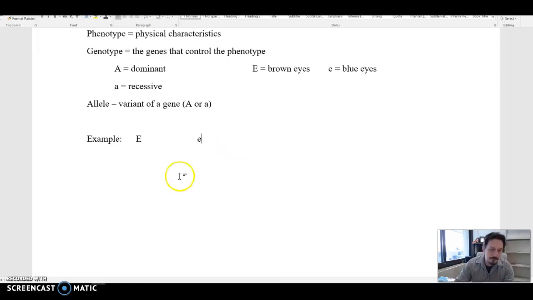This is really simple right now because we're only looking at one single letter. But in humans, you actually have two letters. You have one gene that comes from your mom and one gene that comes from your dad. So you actually have two copies of every single gene in your body, except for the sex chromosomes, which we'll get into later. But for most of the traits of your body, you have two copies of that gene. One comes from mom and one comes from dad. So it would be better to see something like this.